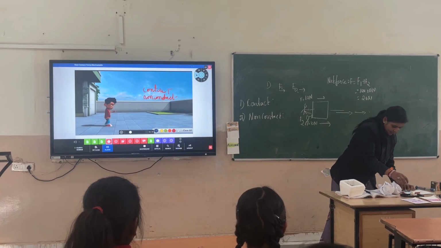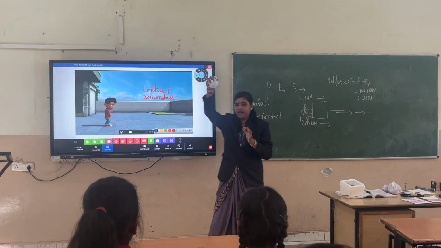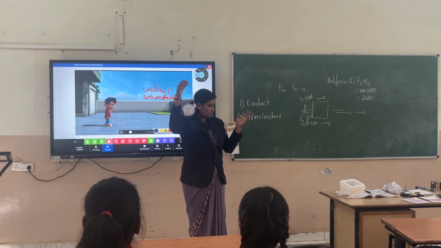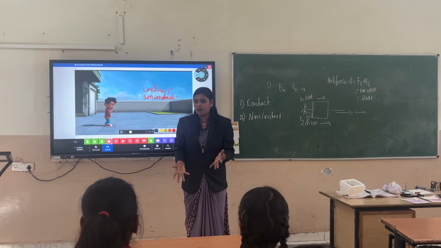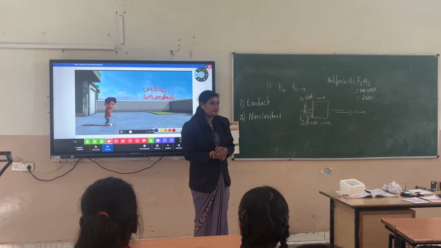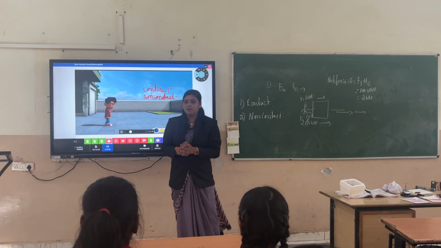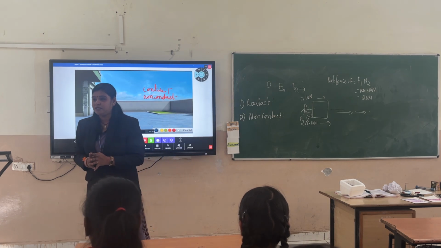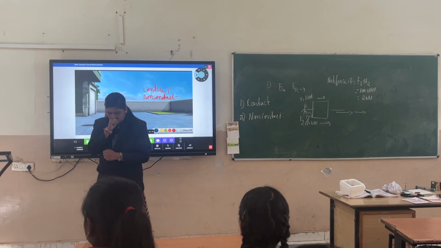The second force we are going to know here is this ball I am holding in my hand. I dropped it down. It has fallen down. What is the reason behind it? Gravity. What is gravity, or gravitational force?